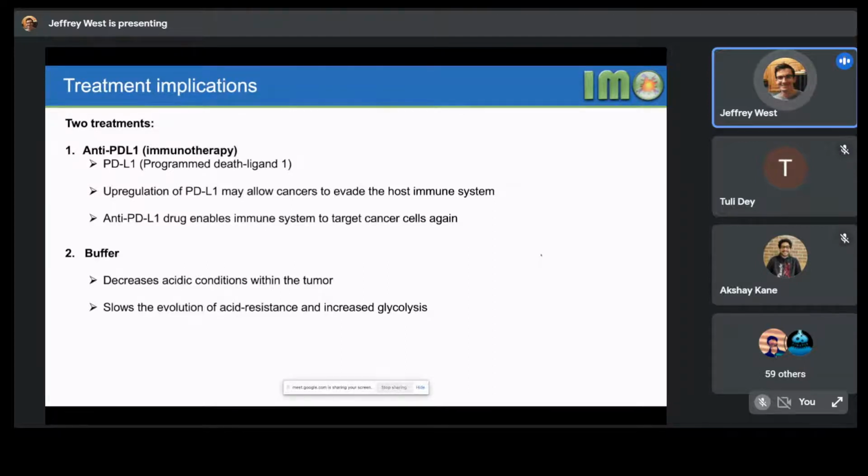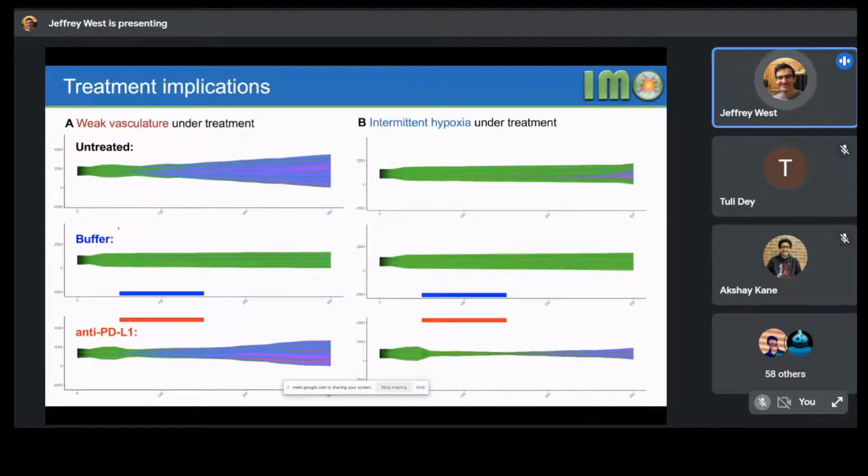So I said before that PD-L1 is a phenotype which allows the cancer cells to evade the T cells. And anti-PD-L1 is a drug that basically reawakens the immune system to be able to target those cancer cells again. So what is the effect of anti-PD-L1? Essentially, if you look at this untreated condition here, this is what we had before.